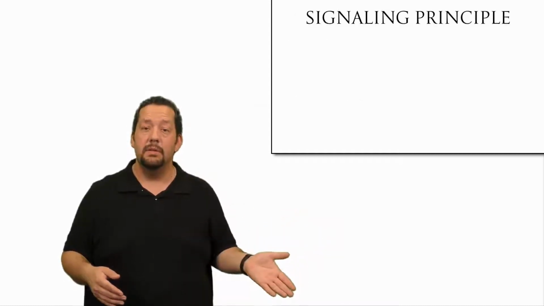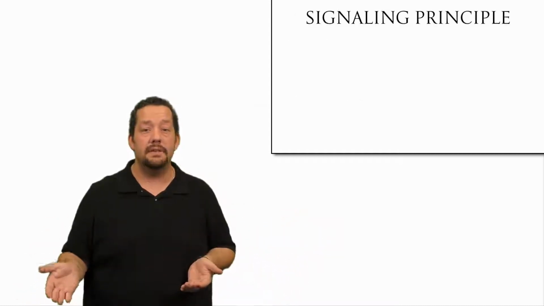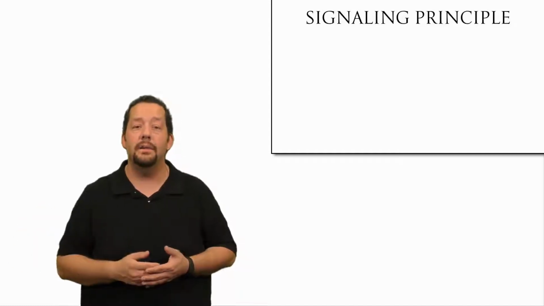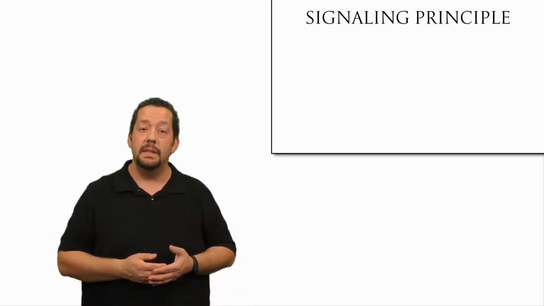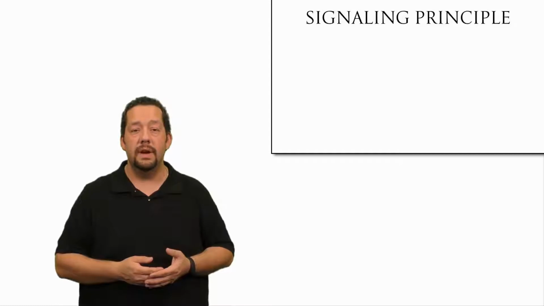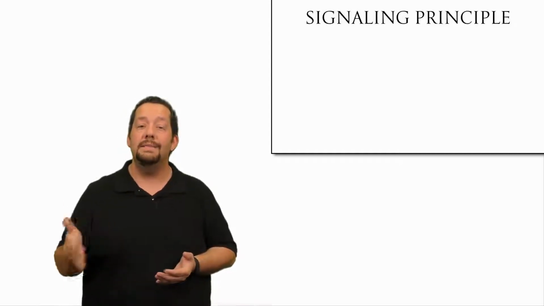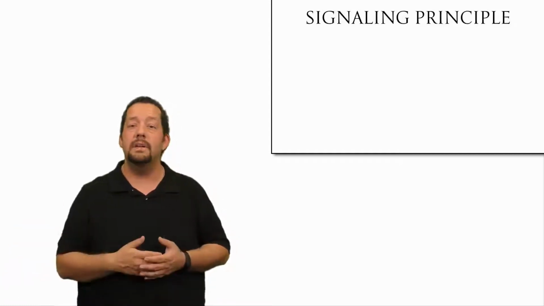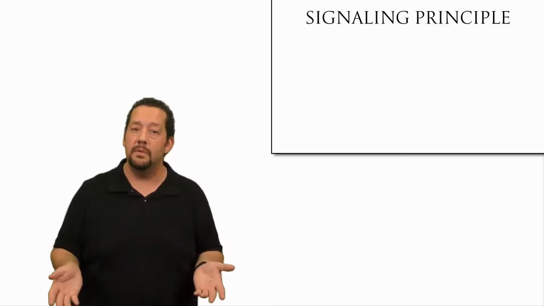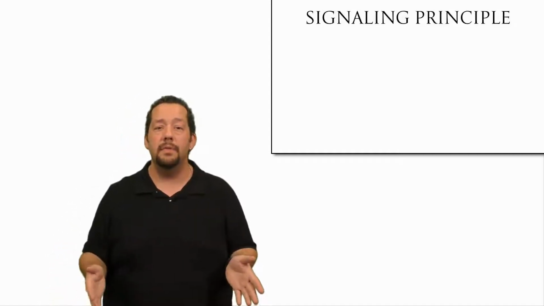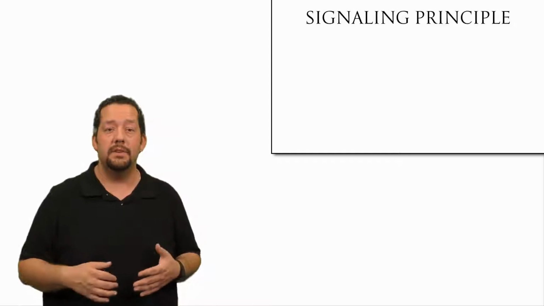The signaling principle is the first of several ways discussed in the handbook to reduce extraneous cognitive load. Specifically, the signaling principle says that you can reduce extraneous cognitive load by providing signals or cues to the learner as a way to highlight the essential information being presented. This will in turn improve the learner's understanding of the essential information.